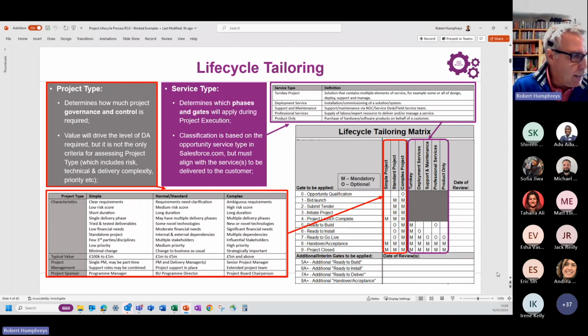And I think the key thing there is that if you look across, there's a number of different requirements, or characteristics, that sit within those projects.